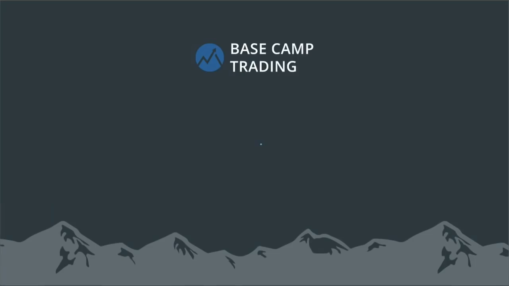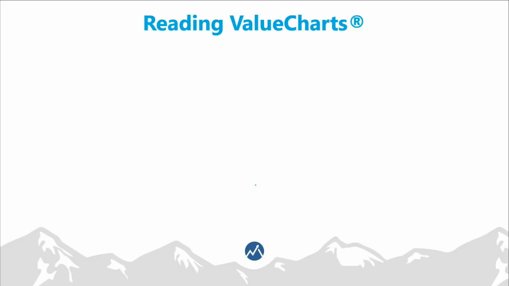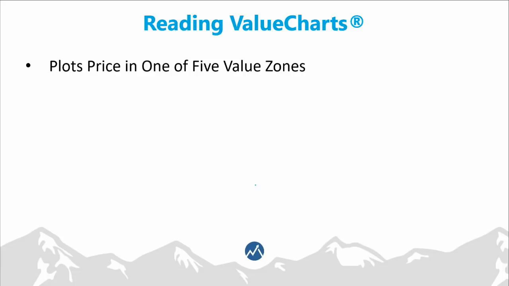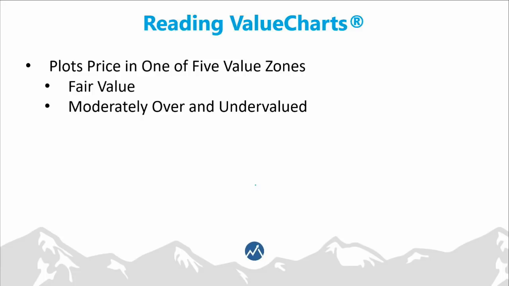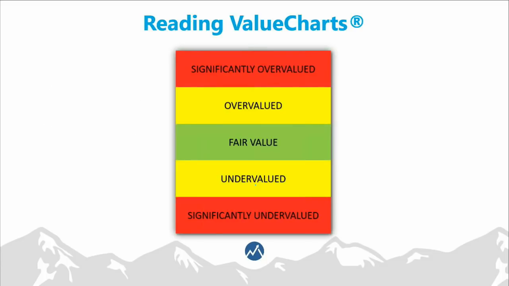So let me tell you a little bit more about value charts and what they are, what we use them for, what they look like. Okay, so value charts plot price in one of 5 value zones. Pretty simple to understand. Fair value, moderately over and moderately undervalued, and then significantly over and undervalued. And that looks something like this.